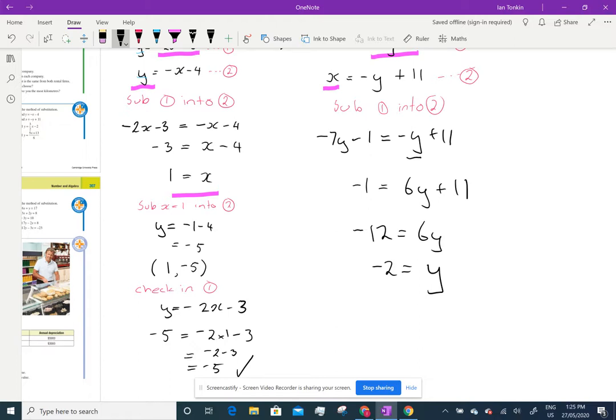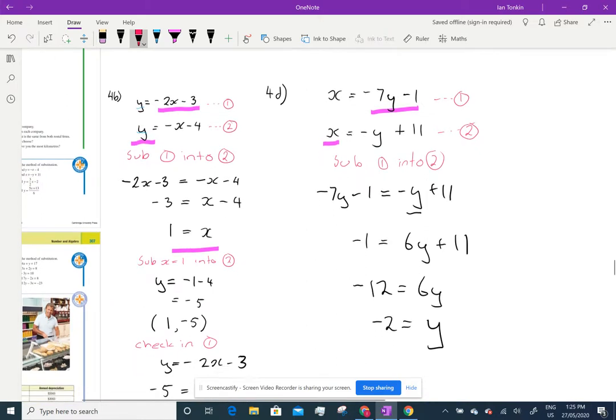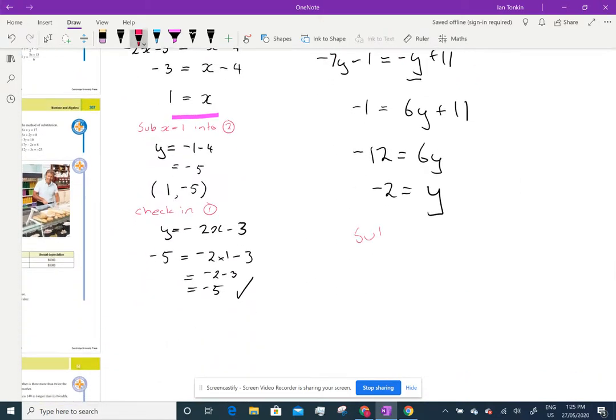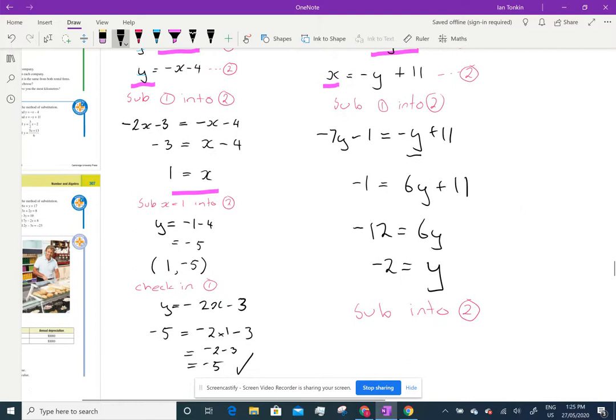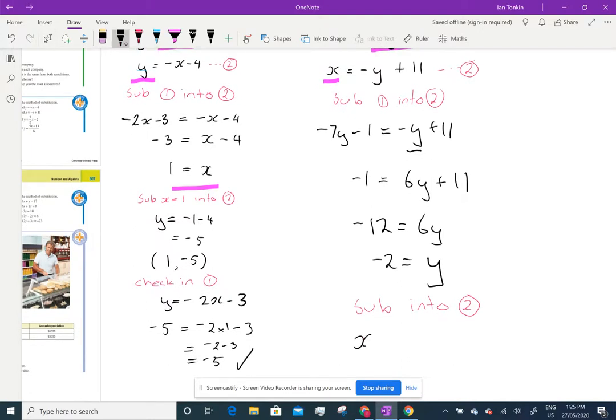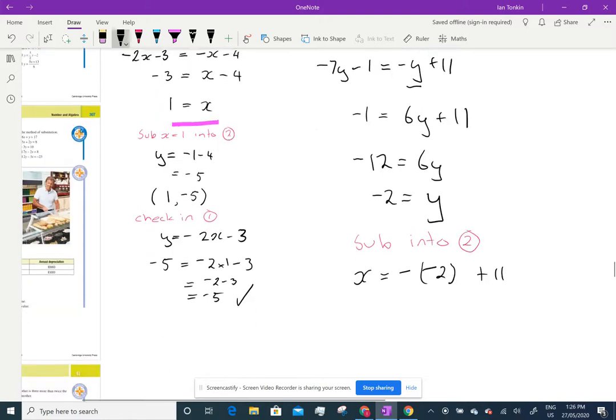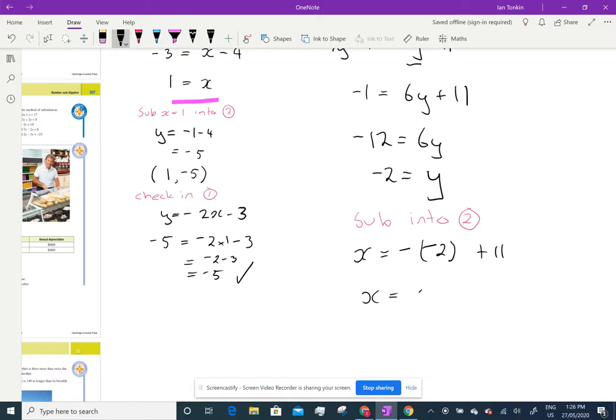It makes me feel a little happier, but I'll find out if I've got it right when I get to the end. So now I have to sub this into one of the equations up above. I'm going to sub it into equation number 2, because it's an easier equation to sub it into; I don't have to do anything to the y. So I get x equals negative 2 plus 11, so x equals 13.